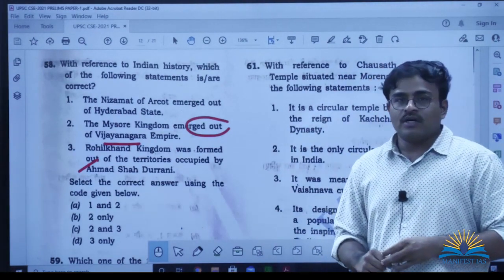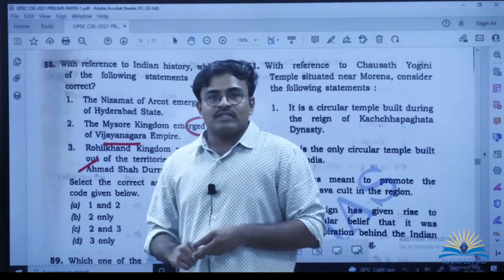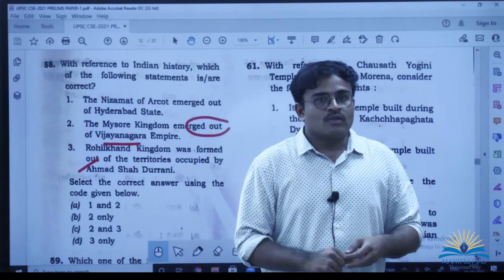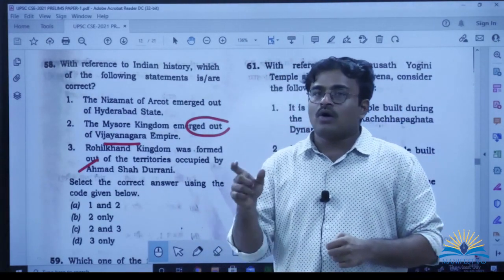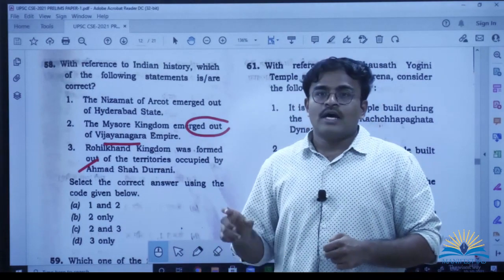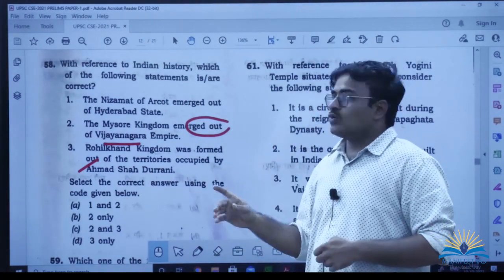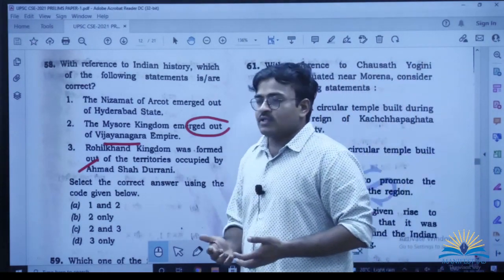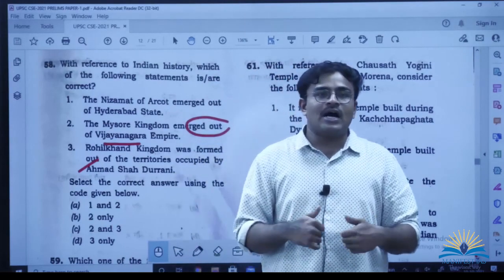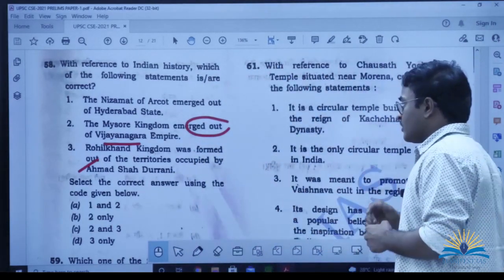Definitely the Carnatic Nizamat was a subordinate state of the state of Hyderabad under Nizam. So the first statement is correct. That is, the Carnatic Nizamat was subordinate to, or emerged out of, the Hyderabad state. Hyderabad state was a province of Mughal India, and it was established in the year 1692. The first statement is correct. Mysore kingdom emerged out of the Vijayanagara Empire. Yes, because the Mysore king himself was a Nayaka under the Vijayanagara Empire. The second statement is also correct.